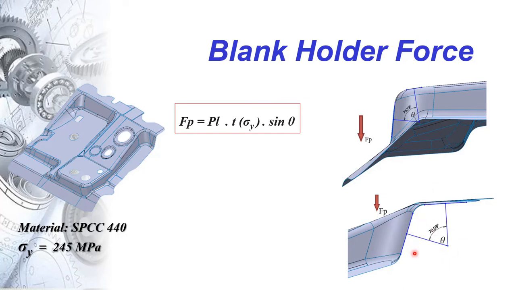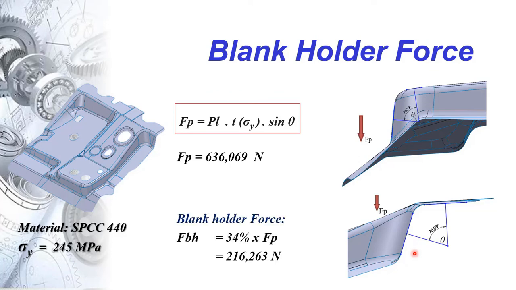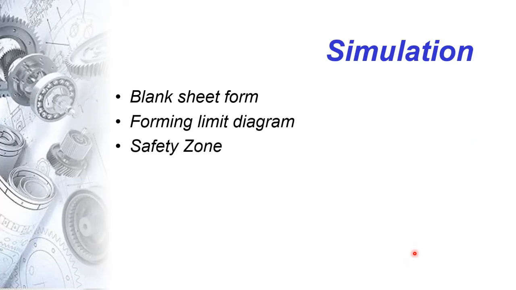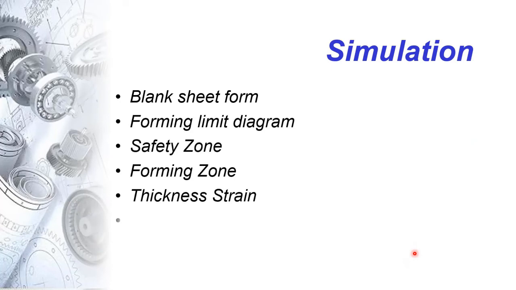The result of punch force is 636 kilonewton, and blank holder force is calculated based on 34% of punch force, which is 216.26 kilonewton. In the simulation, we can get the blank sheet form, the forming limit diagram, safety zone, forming zone, thickness strain, and spring back.